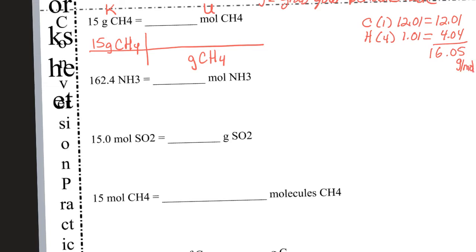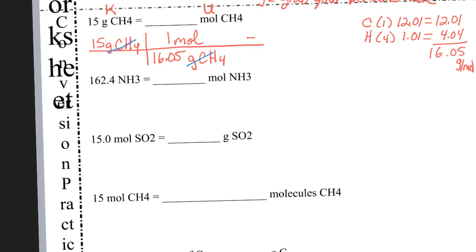Grams per mole. Whenever I'm calculating this, it's always grams per mole. You can do this all night, but it'll take a really long time to do the video, so I'm going to move on. So I've got 16.05 grams per 1 mole of CH4. I've gone from grams of CH4, those cancel out. I'm left with moles, and that's what I need for my answer.